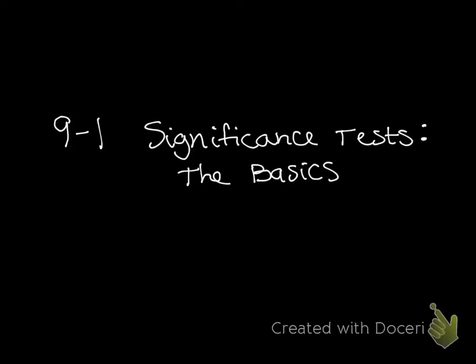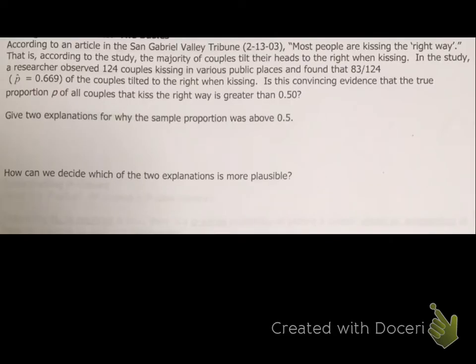Today we're going to do section 9.1, significance test, the basics. According to an article in the San Gabriel Valley Tribune, most people are kissing the right way. That is, according to the study, the majority of couples tilt their heads to the right when kissing.